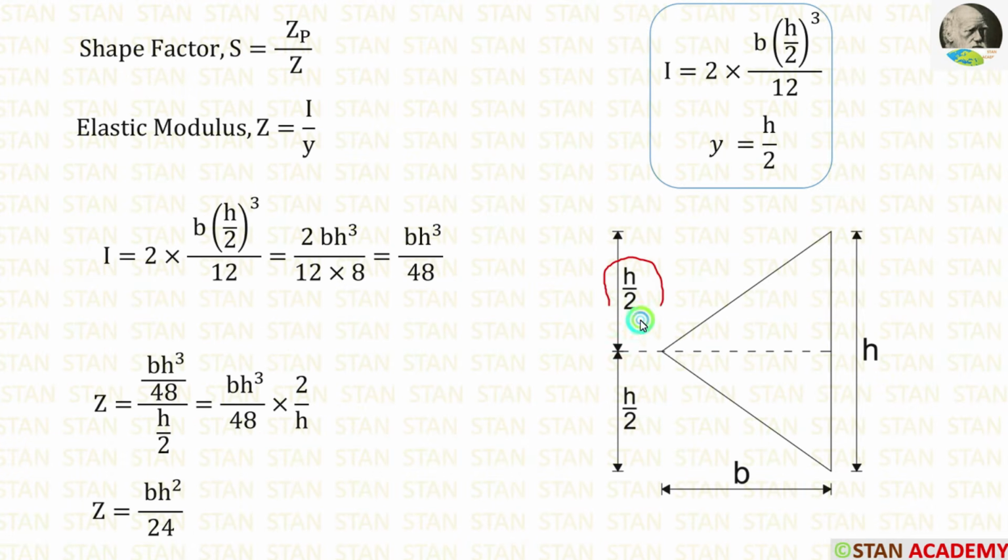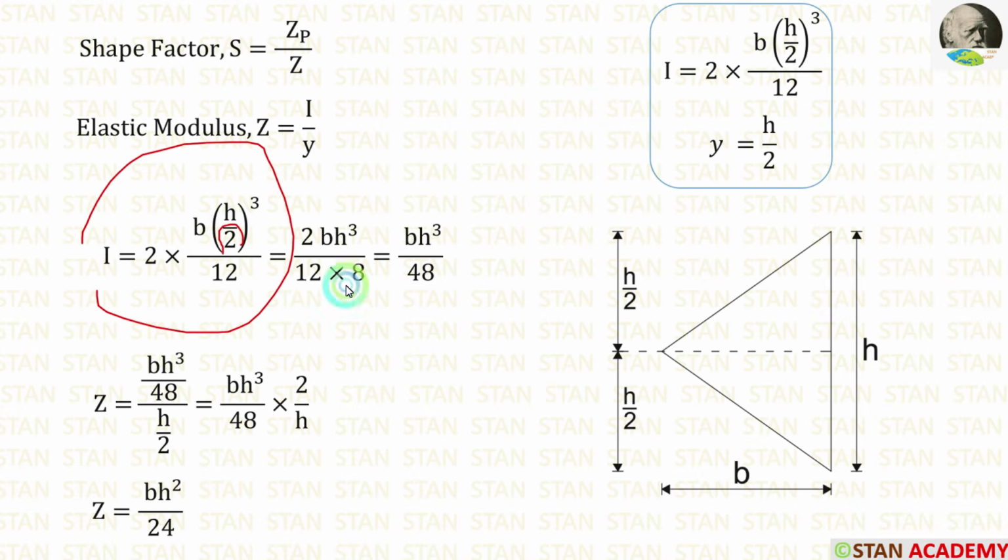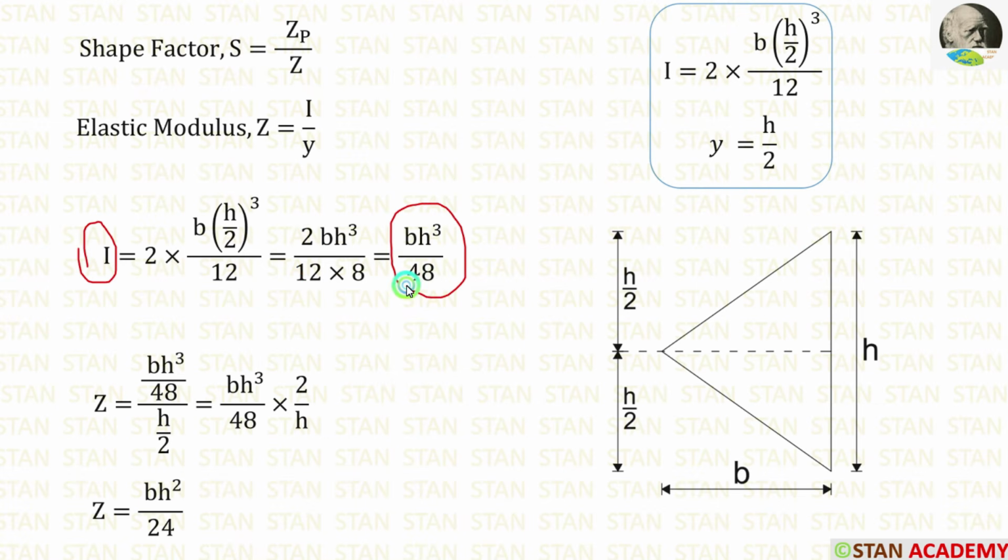Here instead of h we are having h by 2. That is why we are applying h by 2 in the formula. Also we are having two triangles. That is why we are multiplying with 2. Here 2 cube we will get 8. Then we can cut this 2 and 12. Here it will be 6. 6 8s are 48. So the moment of inertia I is equal to bh cube by 48.